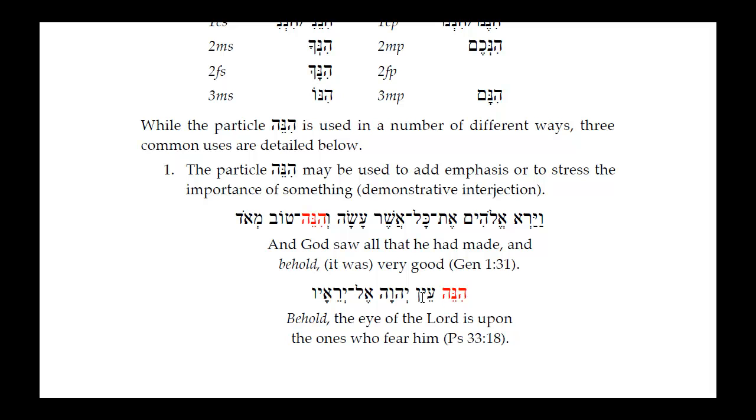And we have another example here. Hene ein Adonai el yereiv. Behold, the eye of the Lord is upon the ones who fear him. And so it's being used as a demonstrative interjection here to bring about emphasis.